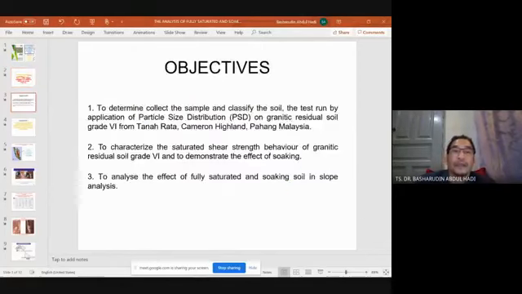So next, number one is to determine the classification of soil based on PSD. We want to identify the composition of the soil in Cameron Highland, and this soil sits on the slope. Number two is to characterize the shear strength behavior of granitic residual soil. Engineers know this, and we are trying to demonstrate how we do soaking for 7 days. What happens?